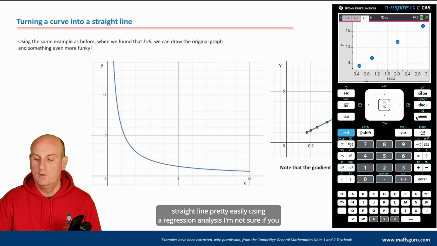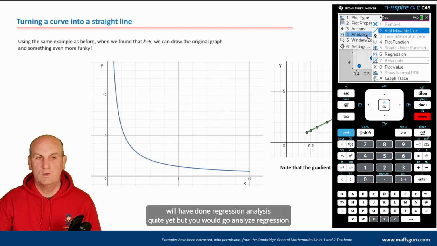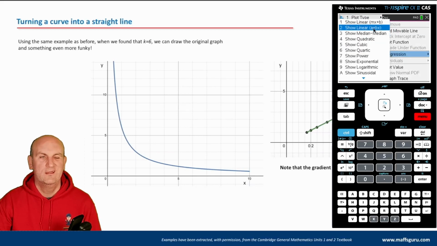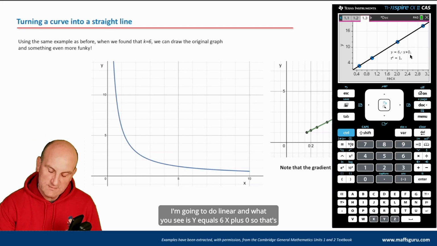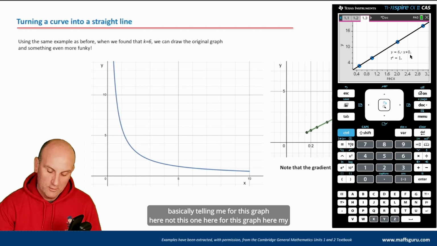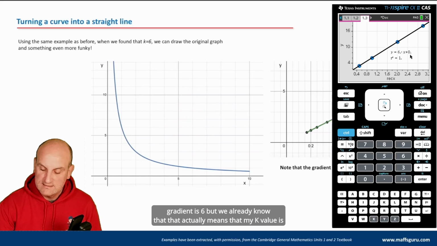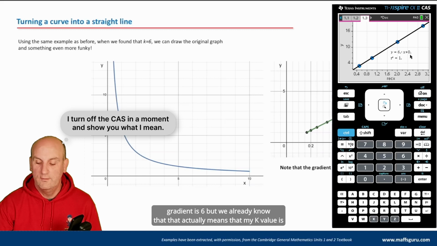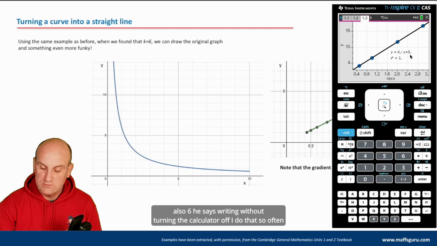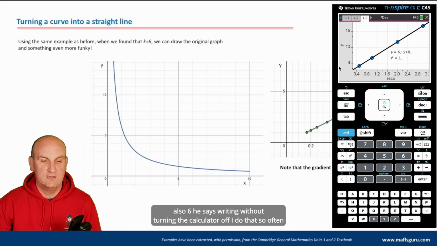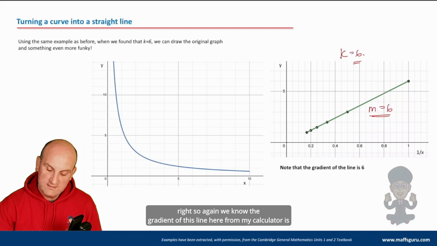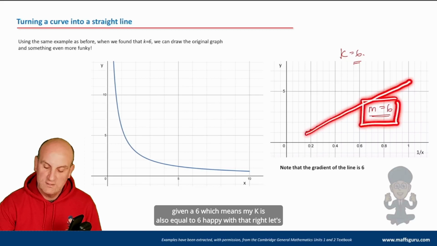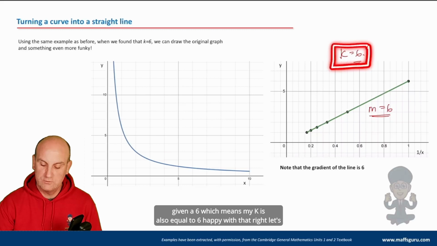Now, I can find the gradient of that straight line pretty easily using a regression analysis. I'm not sure if you will have done regression analyses quite yet, but you will go analyze regression. I'm going to do linear, and what you see is y equals 6x plus 0. So that's basically telling me for this graph here, not this one here, for this graph here, my gradient is 6. But we already know that that actually means that my k value is also 6. He says writing without turning the calculator off. I do that so often, right? So again, we know the gradient of this line here from my calculator is given as 6, which means my k is also equal to 6.